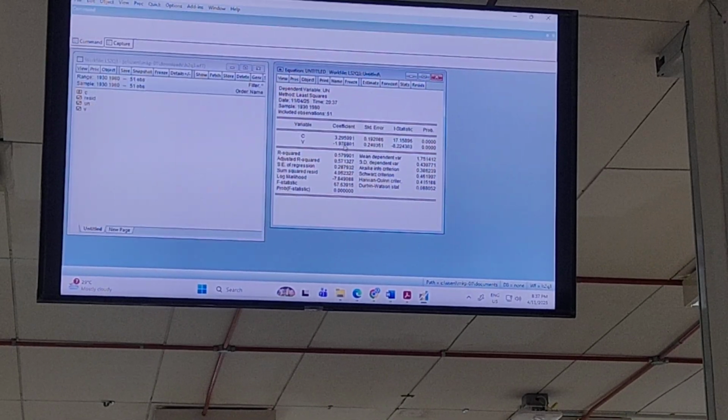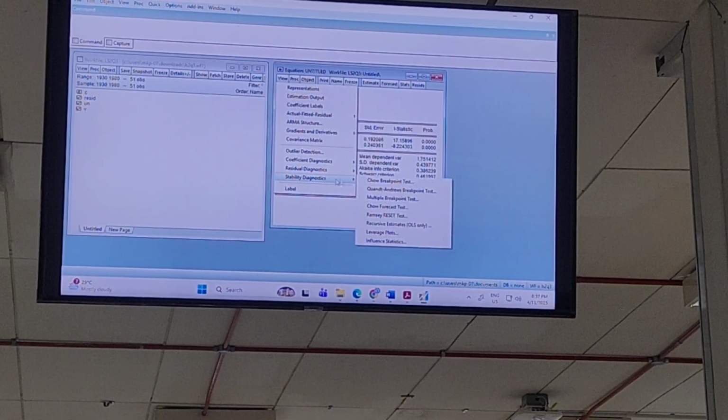Now we want to know whether these parameters, beta 0 and beta 1, either both of them or one of them, are not stable, meaning that the value is still the same for the two periods, before 1962 and from 1962 onwards. To perform the test, you can just go to View, Stability Diagnostics, the Chow Breakpoint Test.